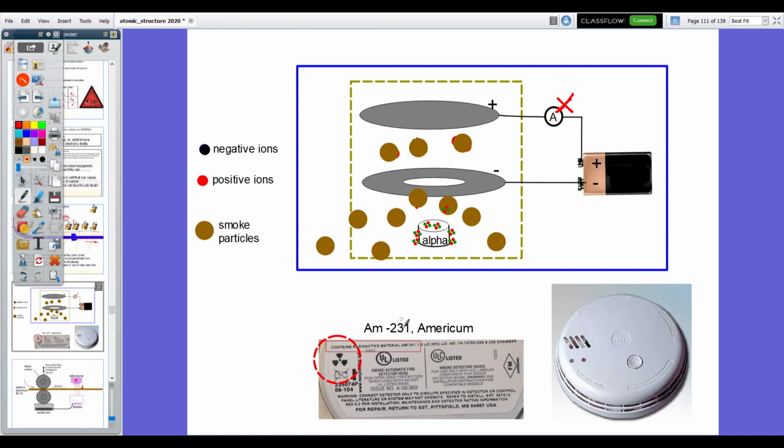An important thing: the most common isotope used here is americium-241. It's very powerfully ionizing because it's alpha. If you do have a smoke alarm, you certainly shouldn't be taking it apart, but you can look here. You can see that most domestic smoke alarms will have this on here. This one says it contains Am-241, and that's the symbol for it. You can spot that on the outside of most smoke alarms.